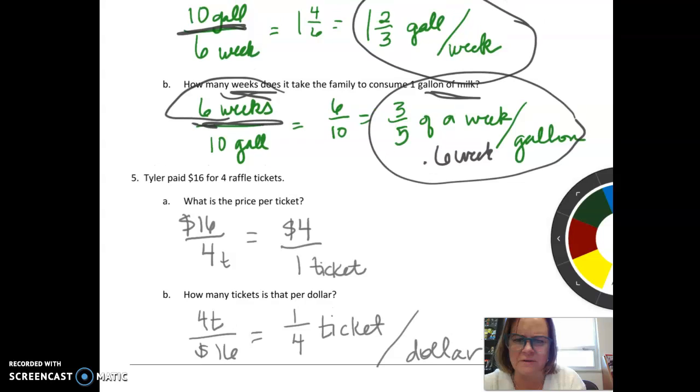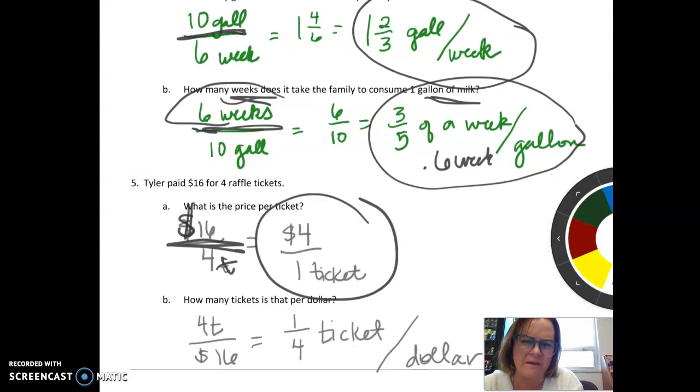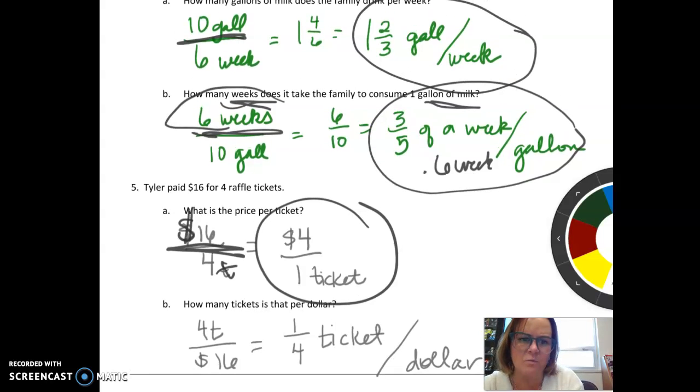All right, and the last one, Tyler paid $16 for 4 raffle tickets. What's the price per ticket? Well, I'm going to do price per ticket. So 16 divided by 4 is $4 a ticket. How many tickets is this per dollar? Well, I'm going to do tickets per dollar, so 4 tickets divided by $16, and that is 1/4 of a ticket per dollar, which is a little weird, right? But that works.